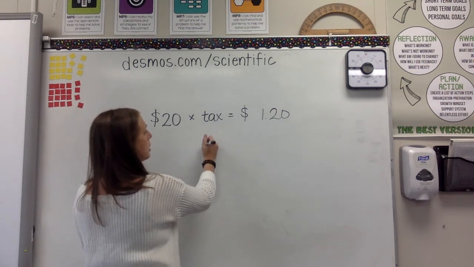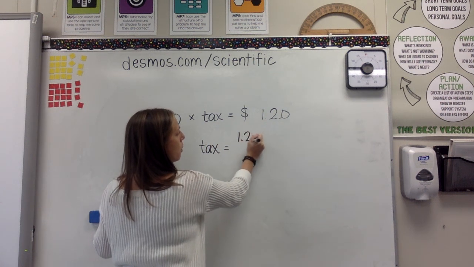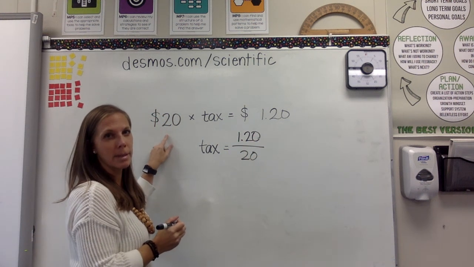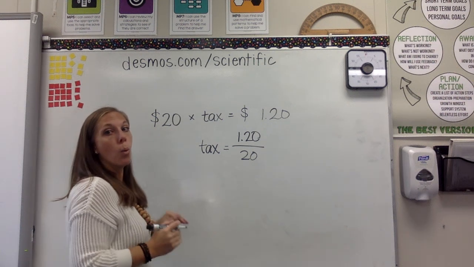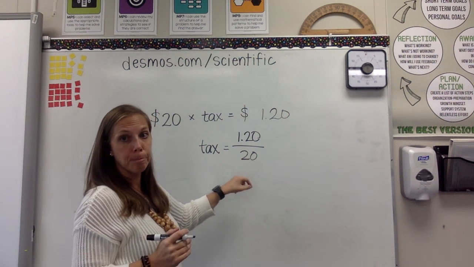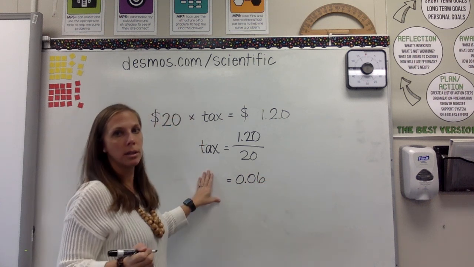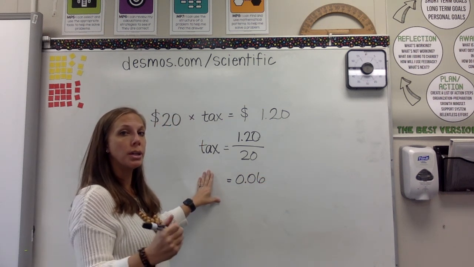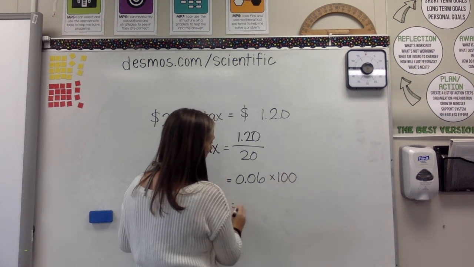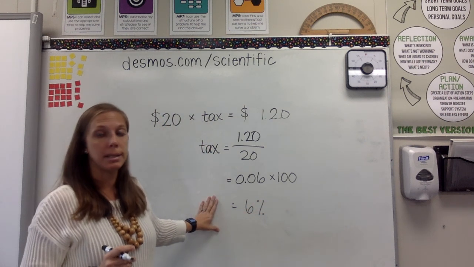So in this case, if I want to know just the amount of the tax, I'm going to take $1.20 and divide it by my $20. Does that make sense, how I'm working backwards here? When I do 1.20 divided by 20, I will get 0.06. That's my decimal version. To turn it into a percent, I have to multiply it by 100. So I find out that my percent of sales tax is 6%.